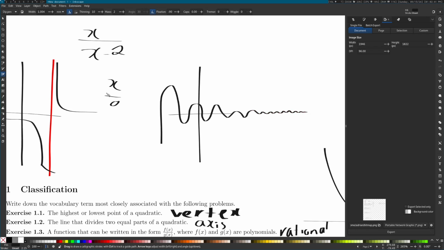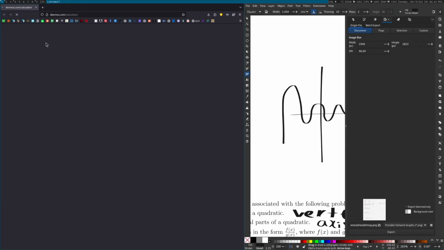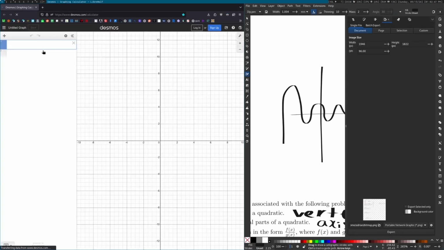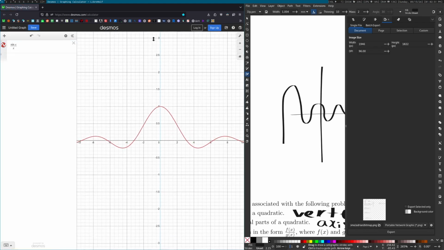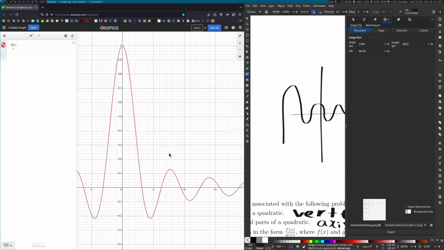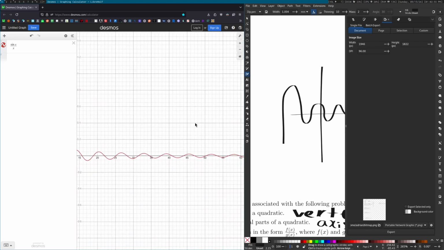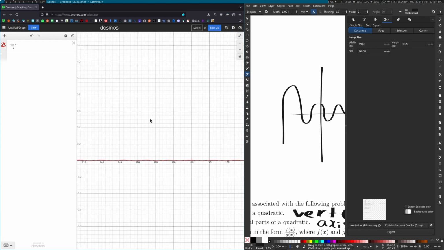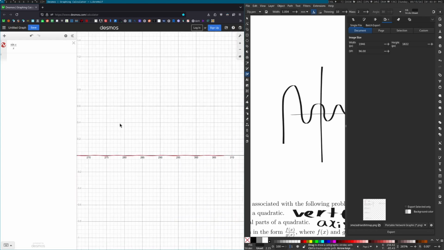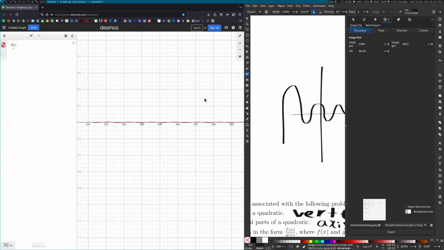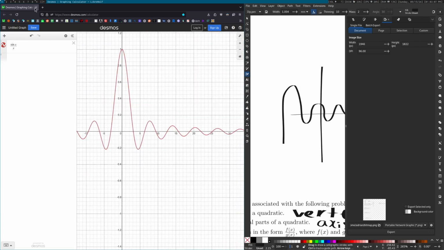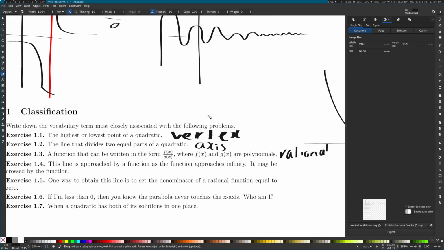And if you want an example, it could look something like this. You could do sine of x divided by x. This is also sometimes called the sinc function in engineering. And we see here, as you approach infinity, you get closer and closer. So the answer to that one is the horizontal asymptote. Okay, let's go on to the next one.